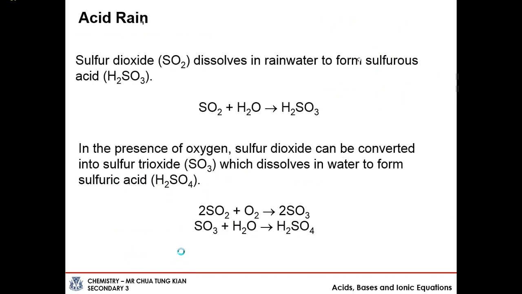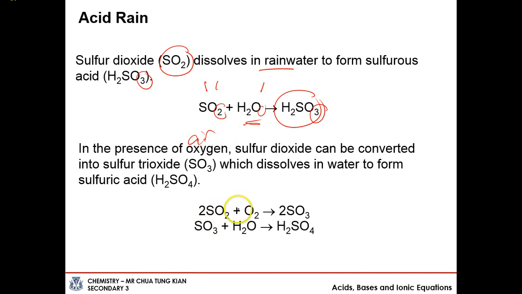So we will touch a little bit more on acid rain. The sulfur dioxide which comes from burning of coal can dissolve in water first to give us sulfurous acid. Take note, this is H2SO3, not H2SO4. So how do you know it's 3? Very easy. 1, 2, 3. There are 2 here and there is 1 here. So 3, sulfurous acid.